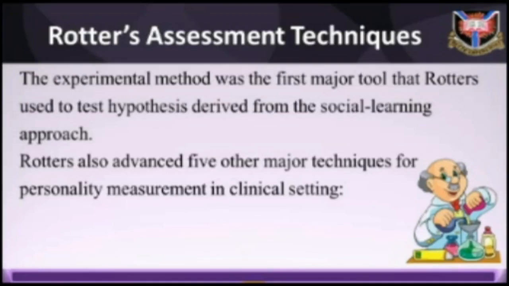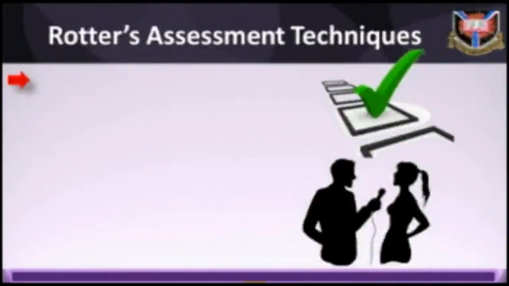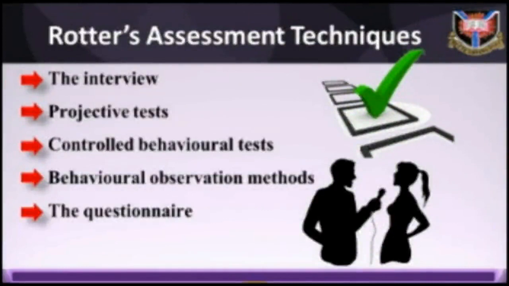Apart from the experimental method of assessment, Rotter also advanced 5 other major techniques for personality measurement in clinical settings. 1. The interview. This is useful in the assessment of personality traits, counseling and therapeutic purposes. 2. Projective tests. These include the Rorschach, Thematic Apperception Test, TAT, and Incomplete Sentences Blank. Responses to these tests are assumed to indicate underlying conflicts that determine expectancy levels of failure in given situations.